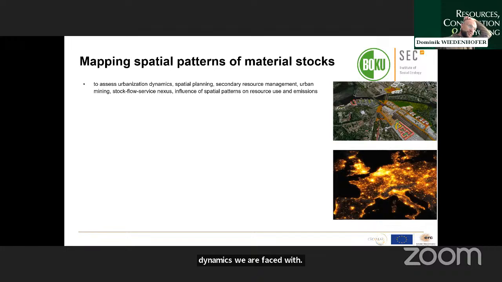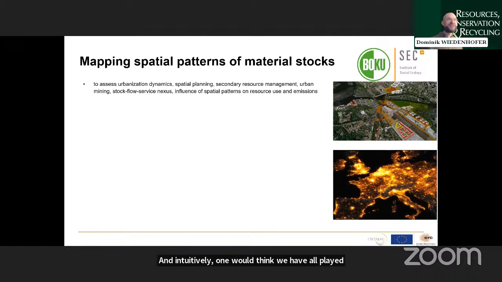To really understand urbanization, spatial planning, urban mining, all of these issues, we actually need spatial information. Only national level information is not sufficient. We want to understand how the built environment looks in space. How does it change? Where do certain things happen or not happen? And intuitively, one would think, we have all played around with Google Maps. You can see everything there, so what's the problem?